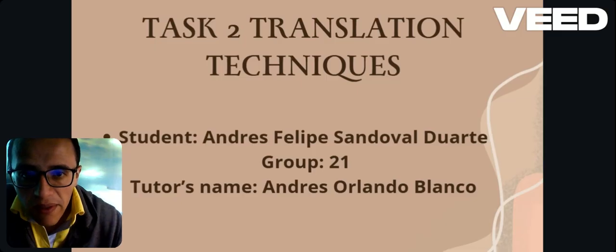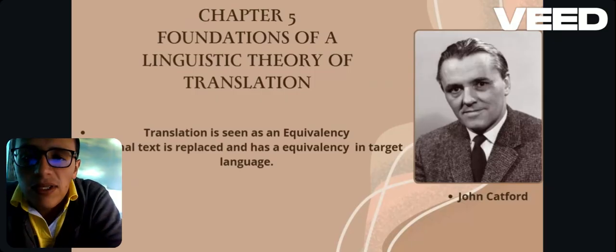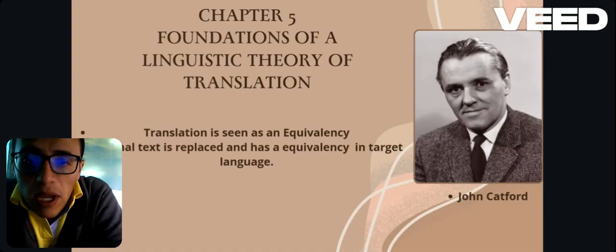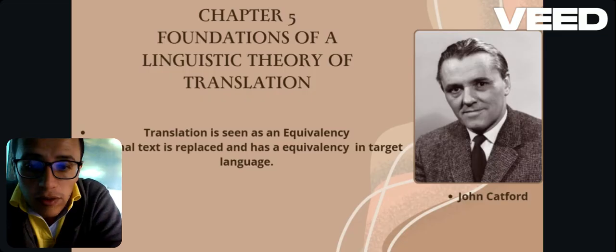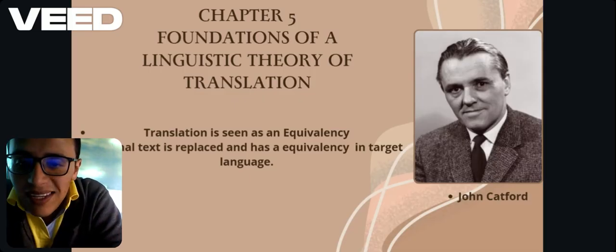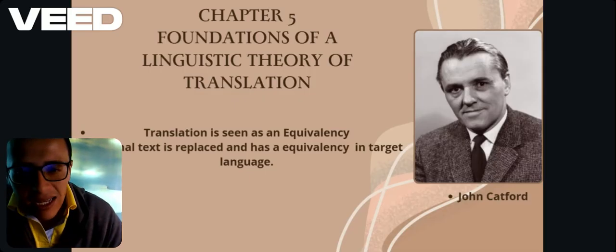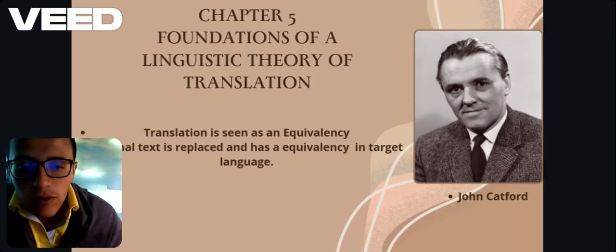Today I am going to explain my chosen chapters about Bolaños book. The first chapter is chapter 5, called Foundations of a Linguistic Theory of Translation. In this chapter, the main author is John Catford. John Catford explains that translation is seen as an equivalency. The method consists of an original text being replaced by an equivalent in the target language. This is the explanation of translation according to Catford.